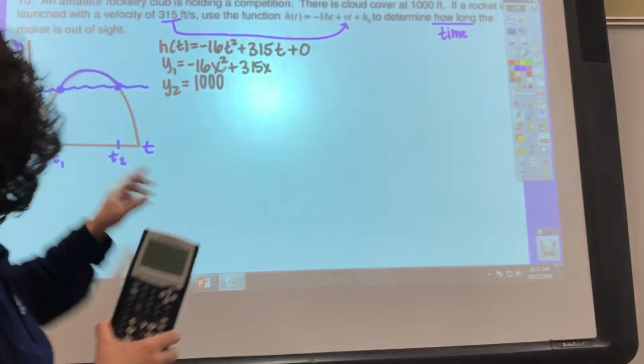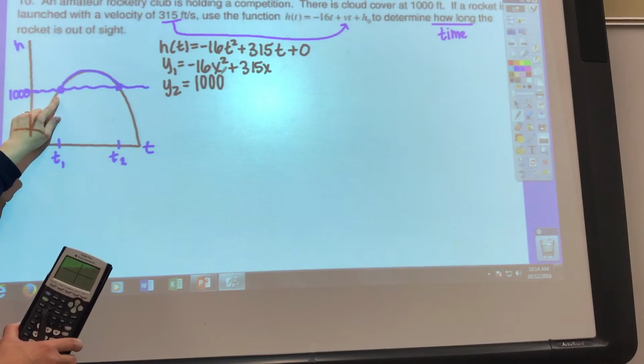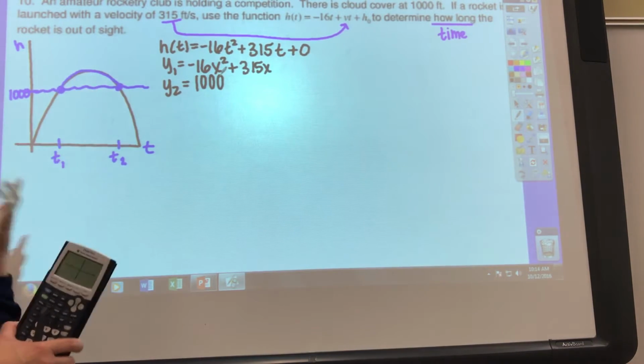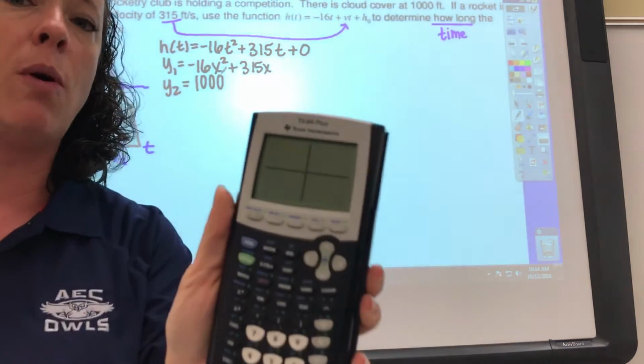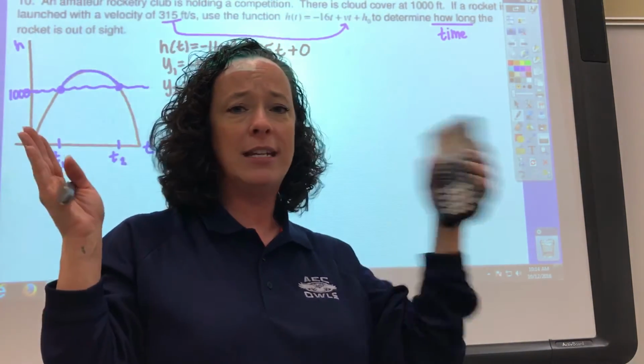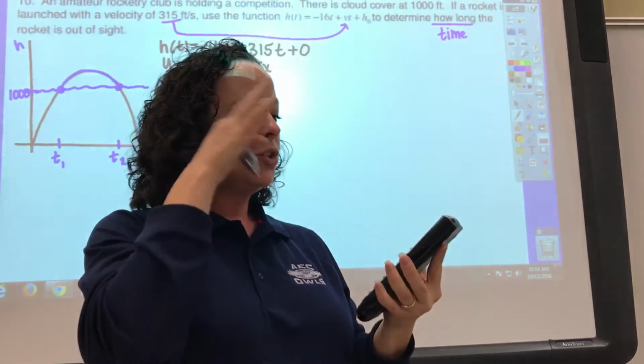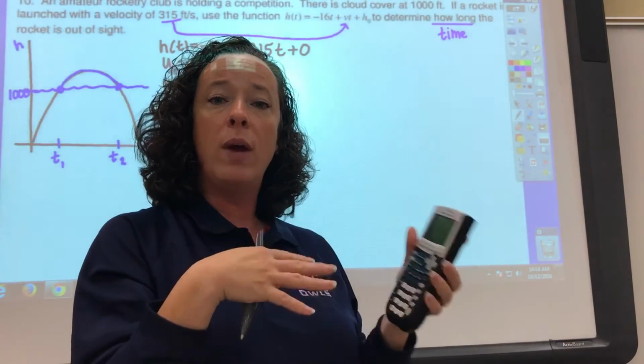But let's think about this. We've got a height of 1,000, and we know the rocket goes above that. So these are big numbers that we're dealing with on this problem. So it makes intuitive sense that you won't see it in a viewing window that's going from negative 10 to 10, negative 10 to 10. So we need to adjust our window.